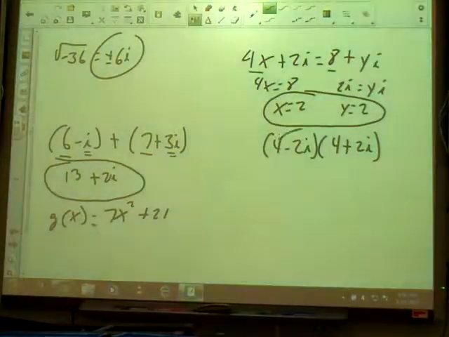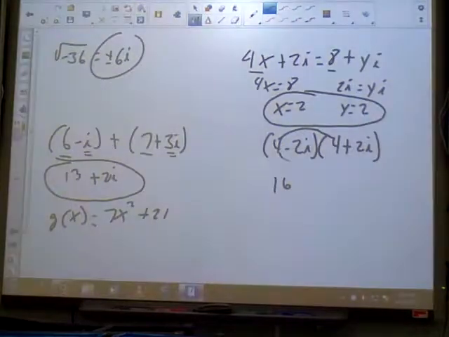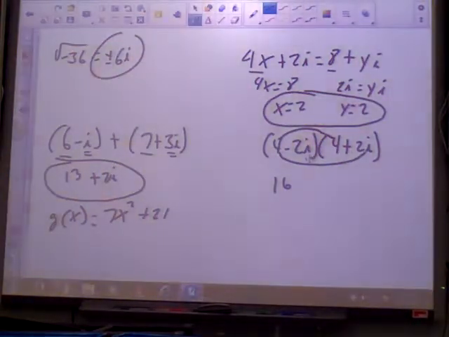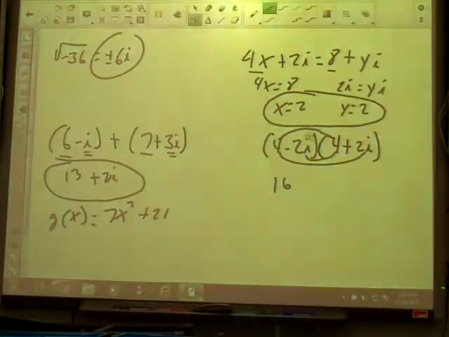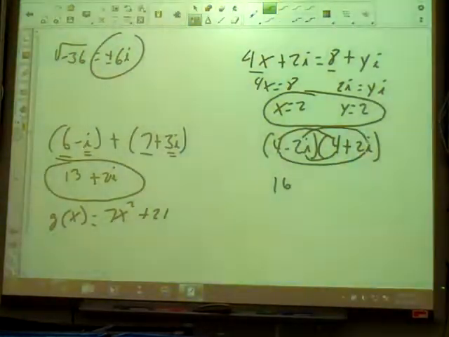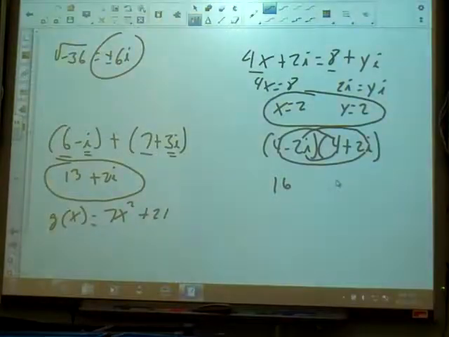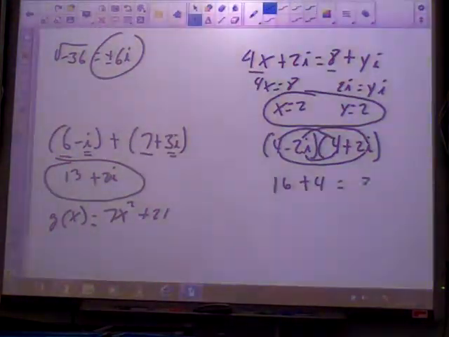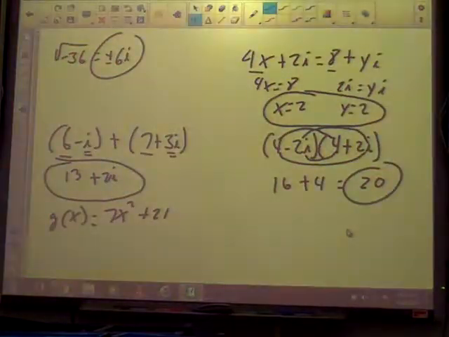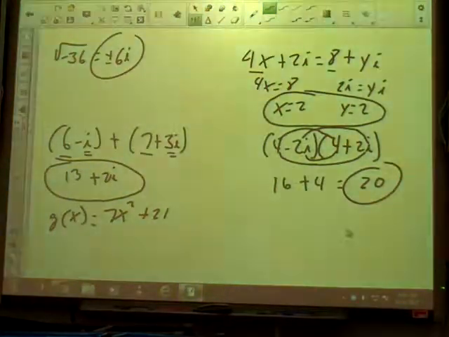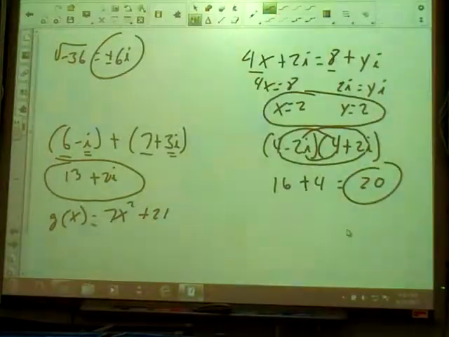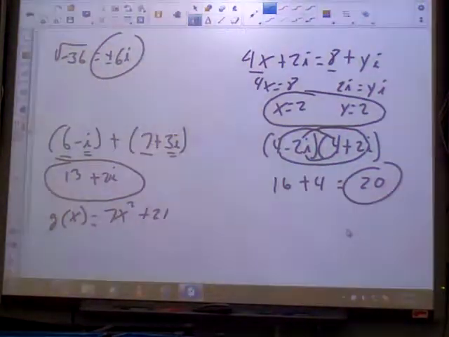Okay, so on your first, you had a 16. On my outer I had a positive 8i, and on my inner I had a negative 8i, so those canceled out, right? And then on my last, the positive times the negative is a negative, so I had negative 4i squared. i squared is negative 1. So negative 4 times negative 1 is positive 4. So 16 plus 4 equals 20. Very good. Alright, that's a conjugate. And we'll deal with that in both radicals and i's.